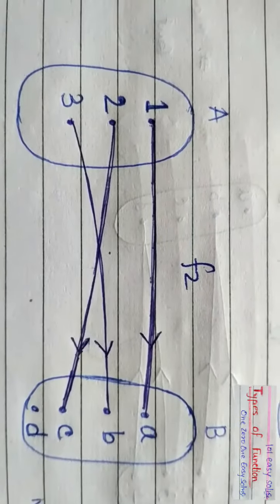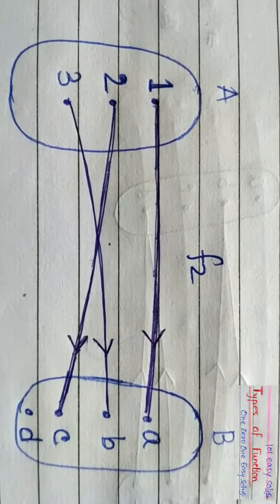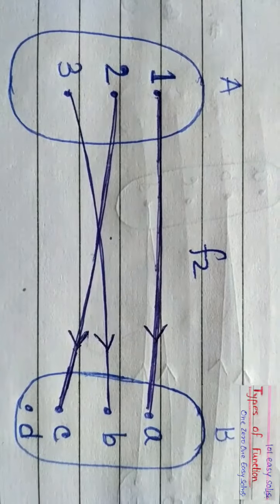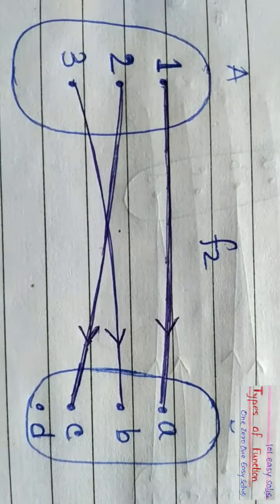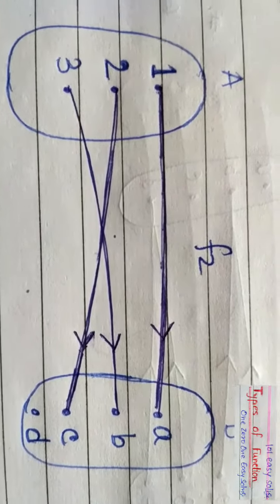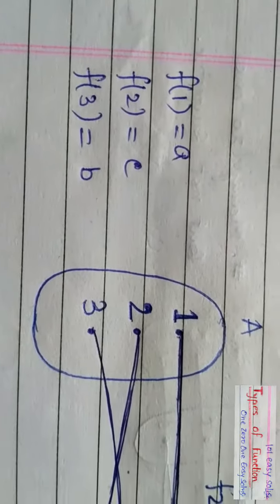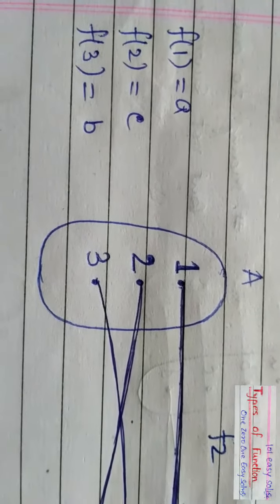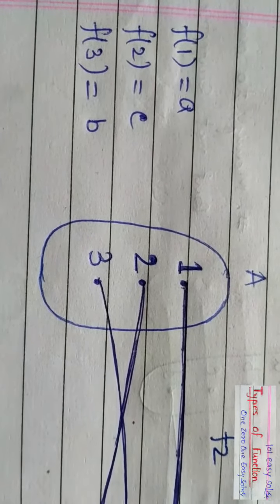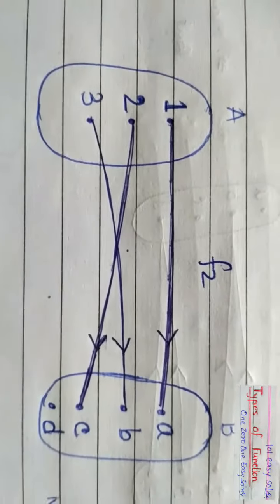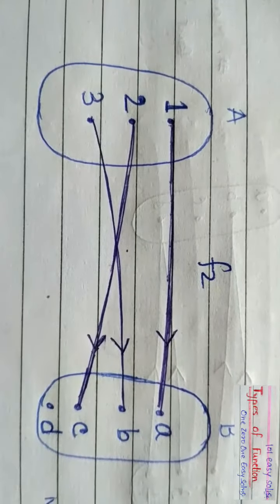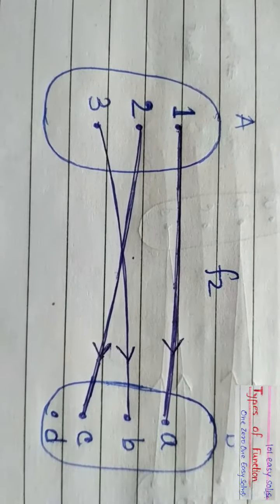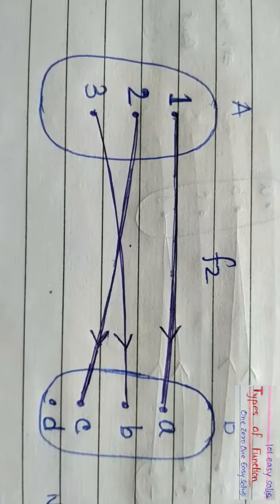Okay, so let us go to the second diagram. Here also F2 is indicating the function between A to B. So again 1, 2, 3 are the members of set A, and A, B, C, D are the members of set B, and so image of 1 is A, image of 2 is C, image of 3 is B only. So this is also an injective function because every element of A has a distinct or unique image in B.